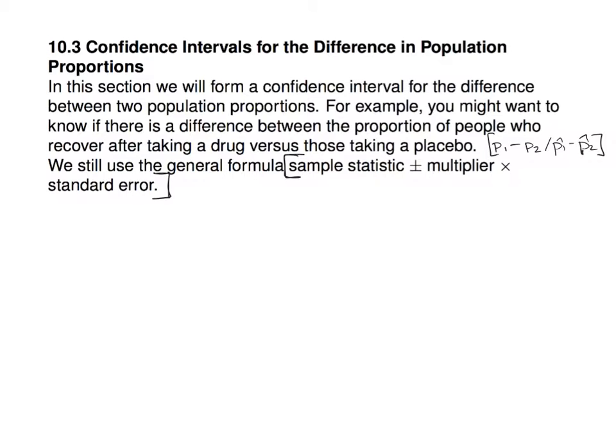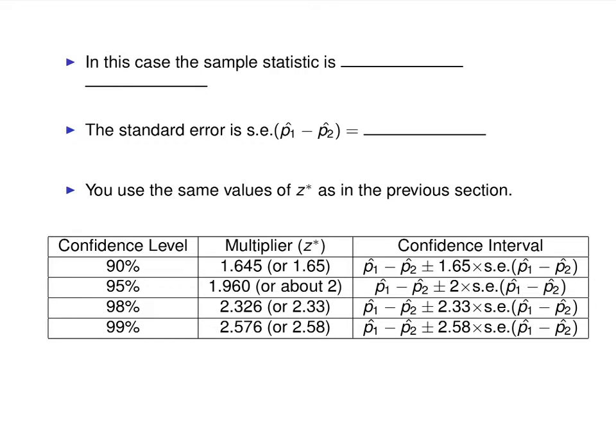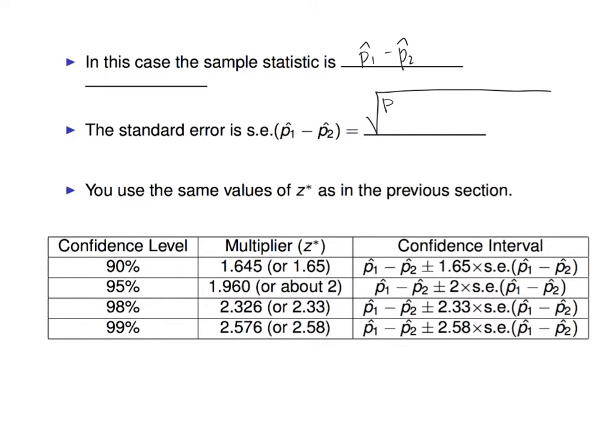And in each case that we're going to have, the sample statistic and the standard error change based on the context, but that multiplier will be the same as in the previous section. So in this case, the sample statistic is P1 hat minus P2 hat, the difference in those two proportions. The standard error of P1 hat minus P2 hat is the square root of P1 hat times 1 minus P1 hat all over N1 plus P2 hat times 1 minus P2 hat all over N2. And use the same values of Z star as in the previous section.